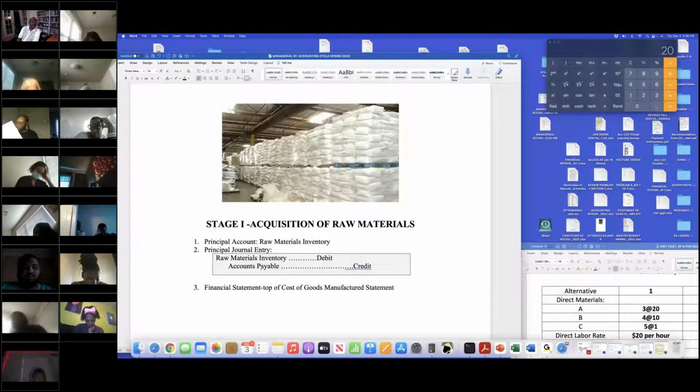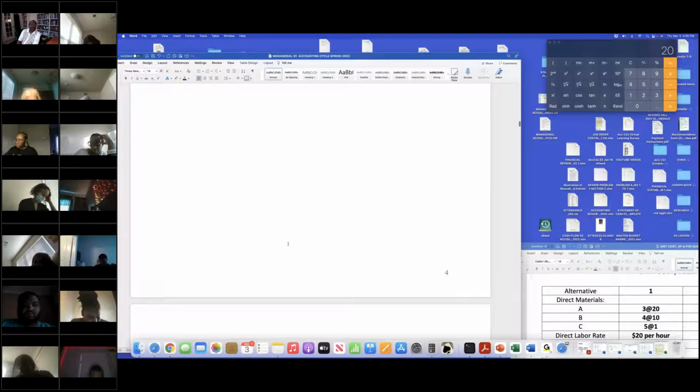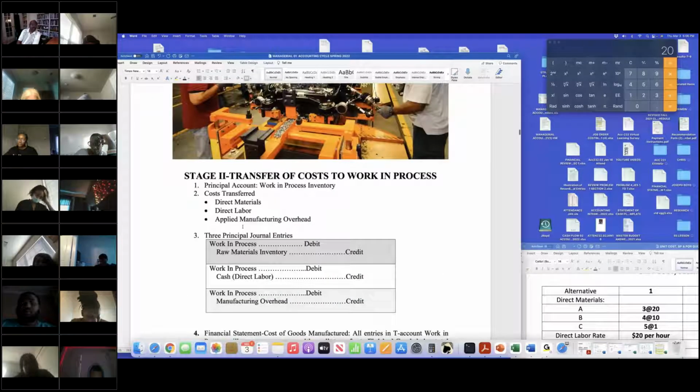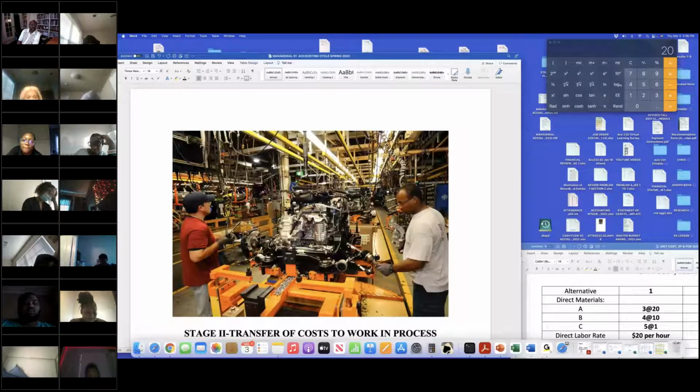In stage two, that's when we make the good. So they're making something. There are three journal entries, at least. One journal entry is to put the raw materials on the production floor. See here, they're in the storage warehouse. So when you move them to the production floor to be made, then you make a journal entry, debiting work in process and crediting raw materials inventory.